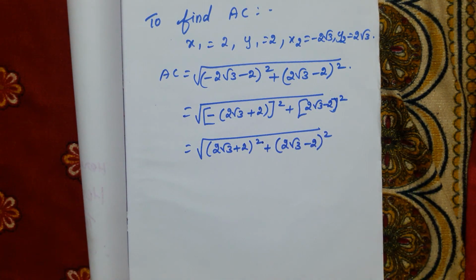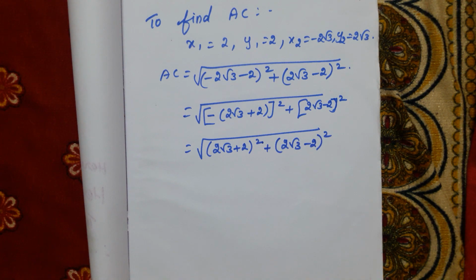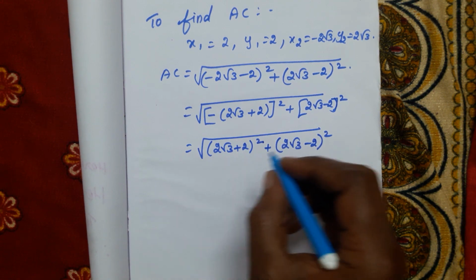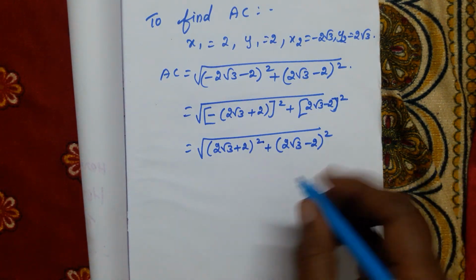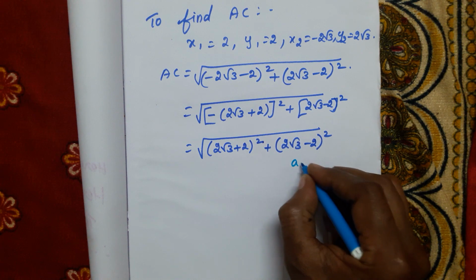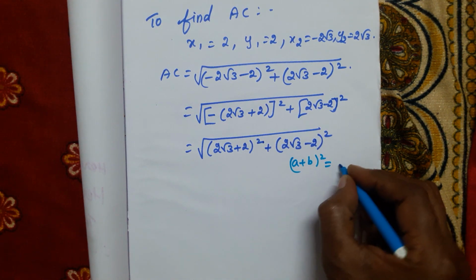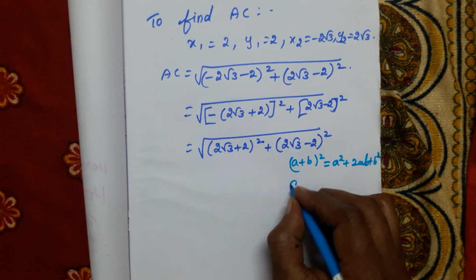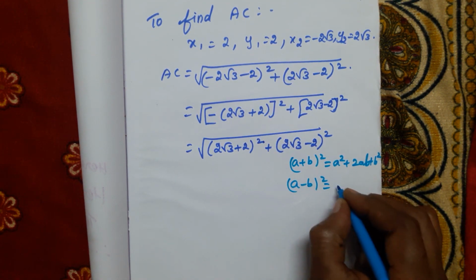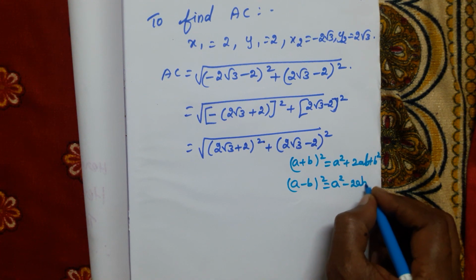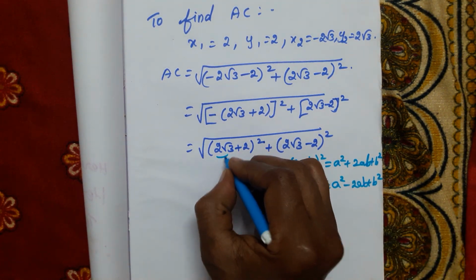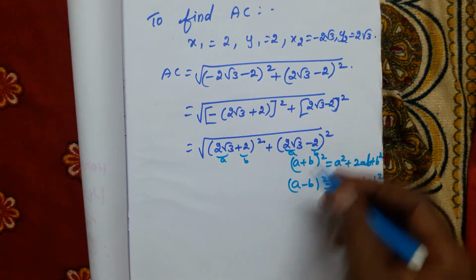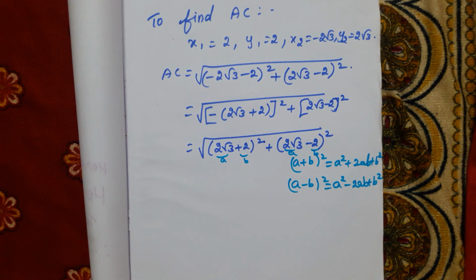Here also we have to do, before to find BC, how we have done, same like that we have to do this also. Listen, a plus b the whole square is equal to a square plus 2ab plus b square. A minus b the whole square is equal to a square minus 2ab plus b square. Here it is a, it is b. Here a, it is b. So what we are getting?